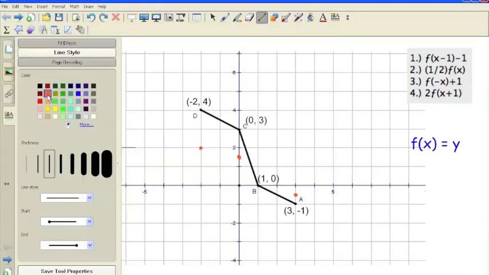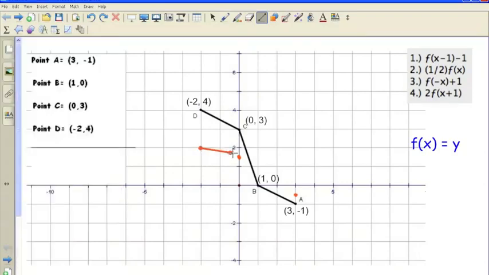Now you can't go wrong with orange. It's always a good color. So we'll stick with orange, and we'll connect those dots right up. And there is our translated function. It's about half the size vertically as the original function. I'm going to go ahead and erase that now. And we'll take a look at another one.